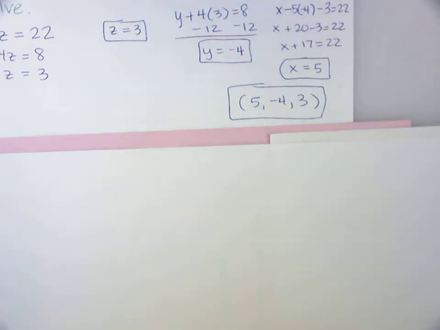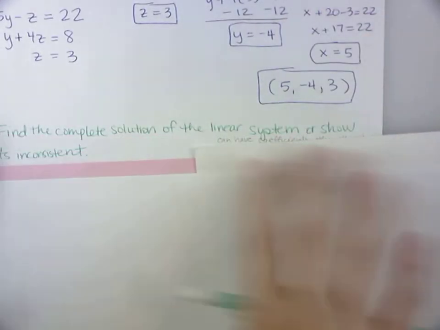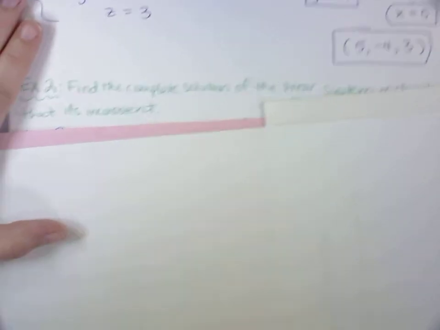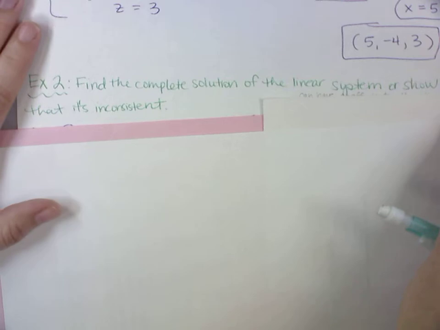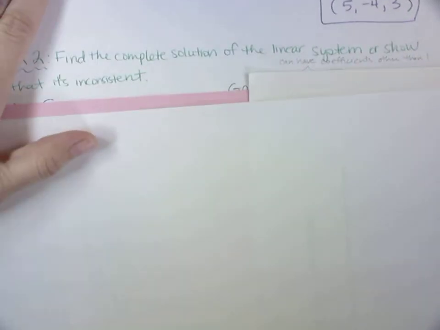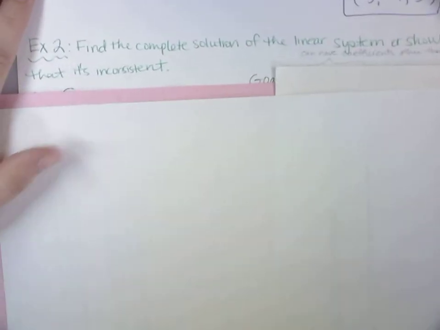Okay, how did you guys do with that without me? Good? Okay, so now what we're going to do is example 2. So example 2, you have to find the complete solution of the linear system, or you're going to show that it's inconsistent. Okay, if it's inconsistent, what that means is, well, actually, do you guys know what it means? Yeah, it's going to have no solution. Okay, so there will be no solution. And we'll talk about the different cases when it does have no solution. So example 2, find the complete solution of the linear system, or show that it's inconsistent.